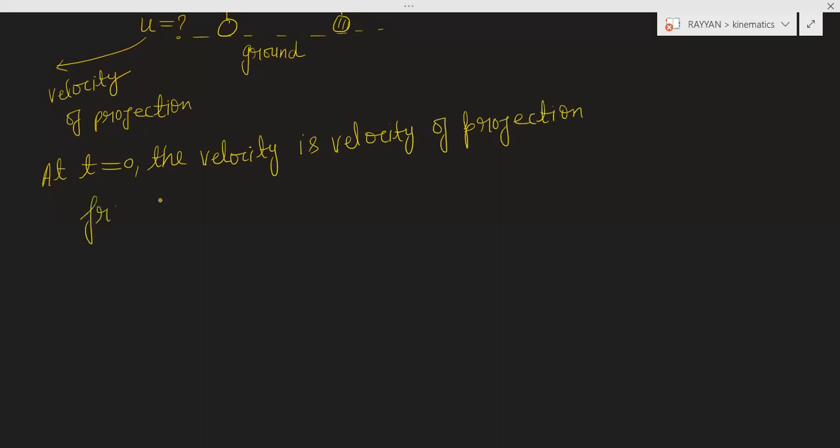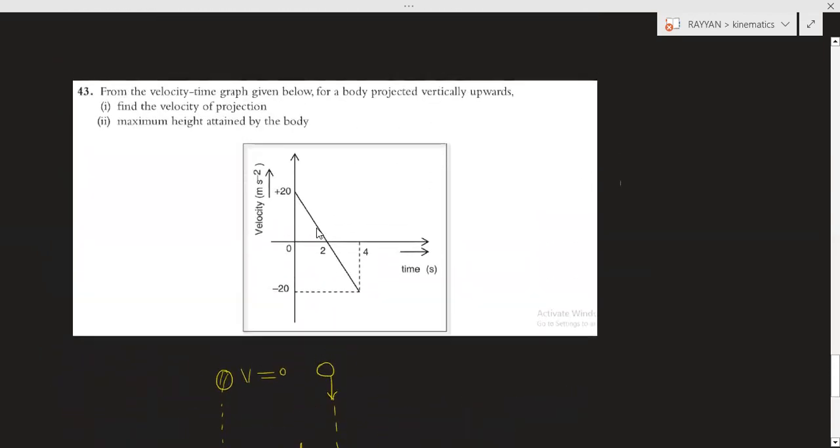From the graph, that value, the velocity of projection, that is u, is 20 meter per second. You can see it is given in the graph. At t is equal to 0, the velocity of projection is 20. Now they are asking the maximum height attained by the body.